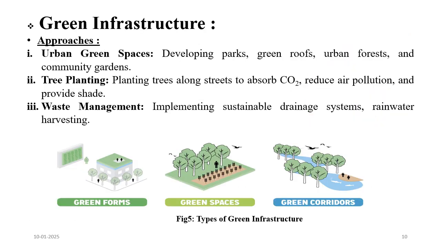The next one is green infrastructure. Green infrastructure absorbs carbon dioxide and reduces air pollution. It helps to reduce carbon emission. Here are the approaches of green infrastructure: urban green spaces, tree planting, and waste management. It also includes implementation of sustainable drainage systems and rainwater harvesting.